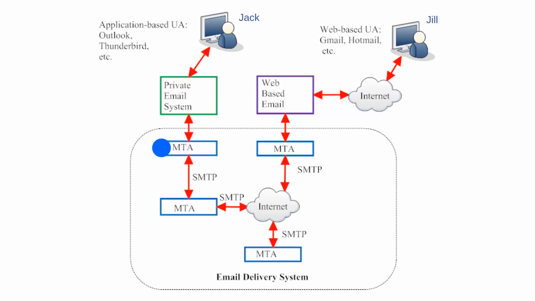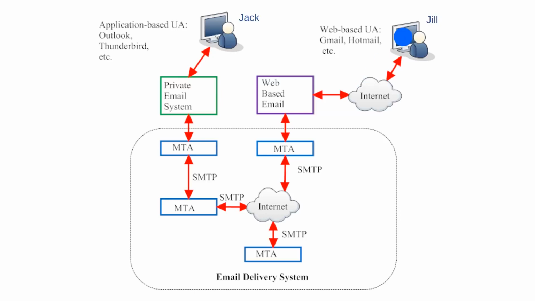That message transfer agent sends the email to another message transfer agent, which sends it through the internet to a third message transfer agent. The final message transfer agent would store the message until Jill's web-based user agent requested access to new incoming emails. This user agent accesses the email for Jill. But since the user agent is web-based, the information has to travel through a completely different internet path between the user agent and Jill's computer.